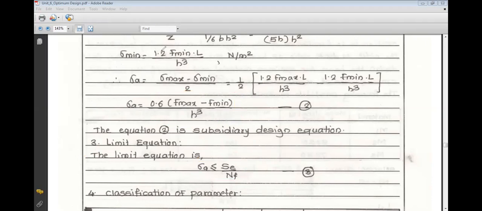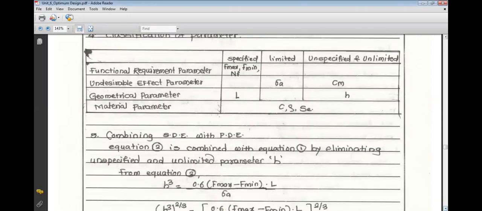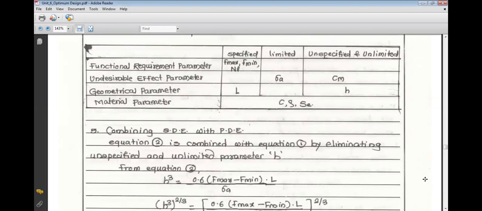Now our next step is the classification of parameters. All these classifications of parameters include the functional requirement parameter, undesirable effect parameter, geometrical parameter, and material parameter. They are classified into specified, limited, unspecified, unlimited.